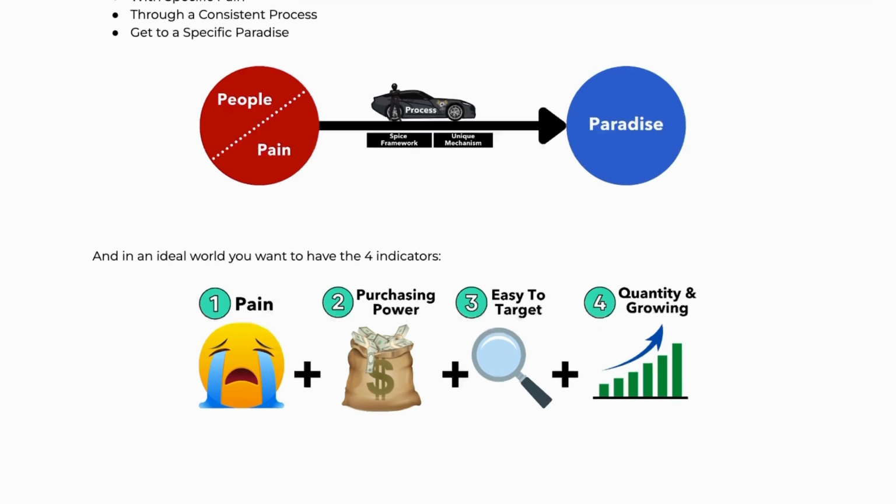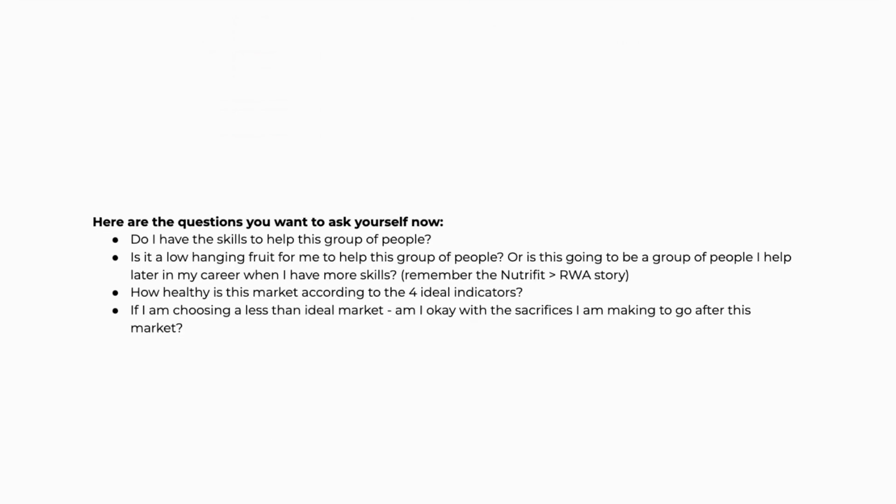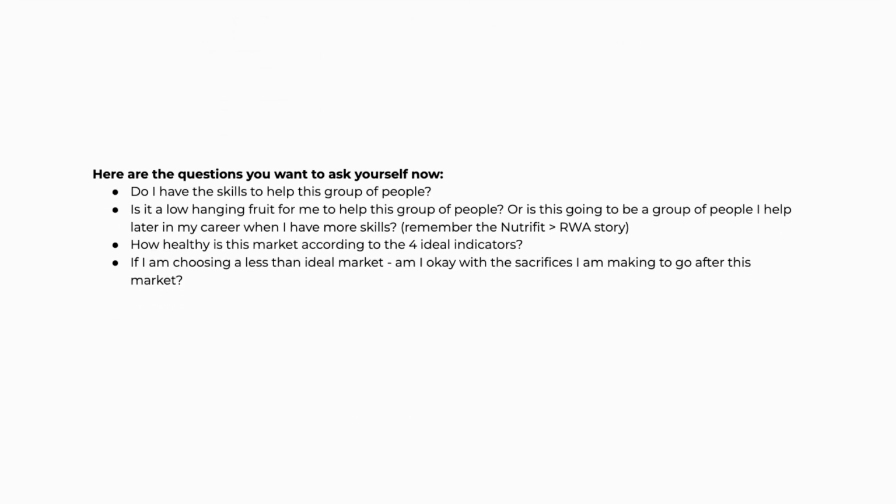And so the questions you want to ask yourself are: do I have the skills to be able to help this group of people? Is this a low-hanging fruit for me? Or am I trying to help a group of people that maybe I could help later in my career when I have more skills? We talked about the story of how we started off with NutriFit, then went over to Online Fit Pro, and then eventually got to RWA, where we are right now.